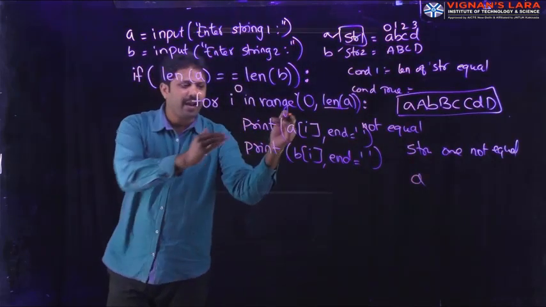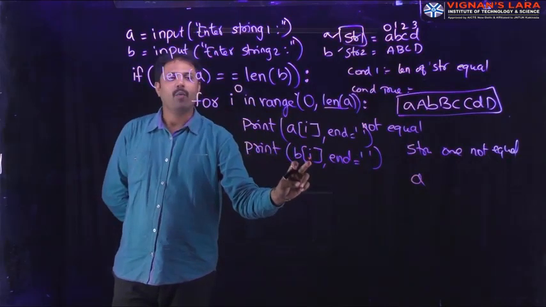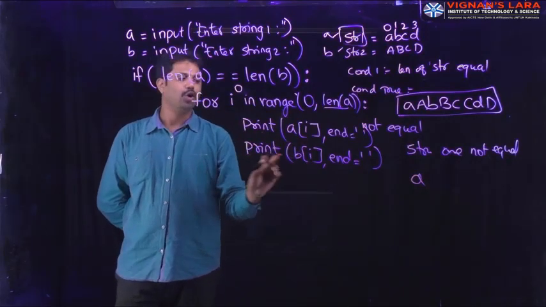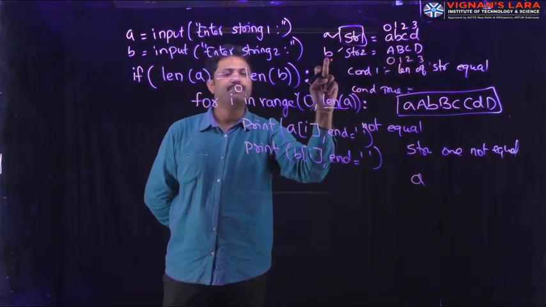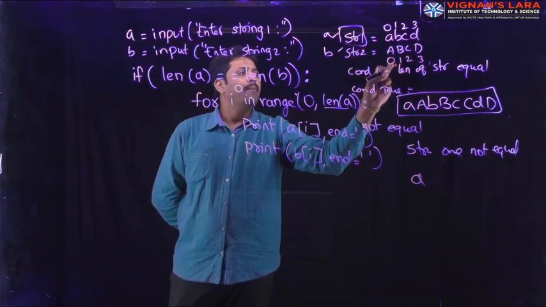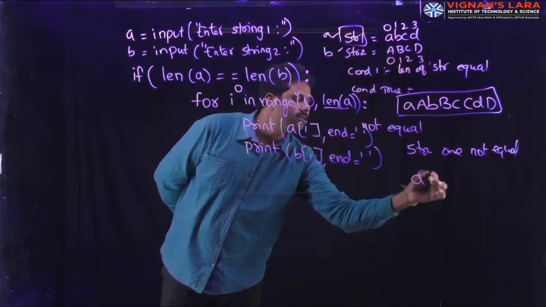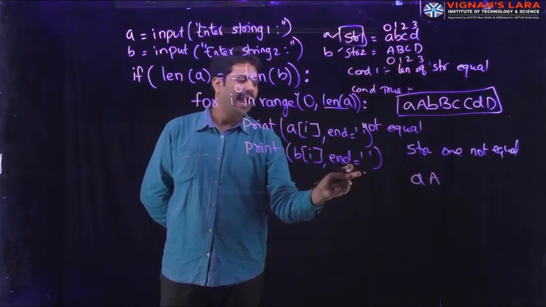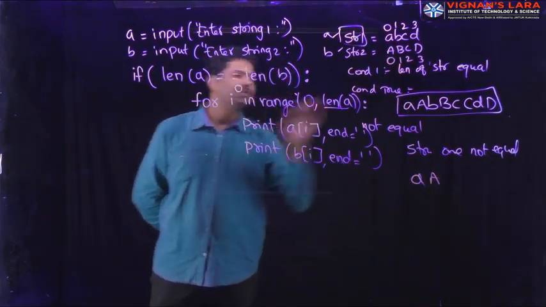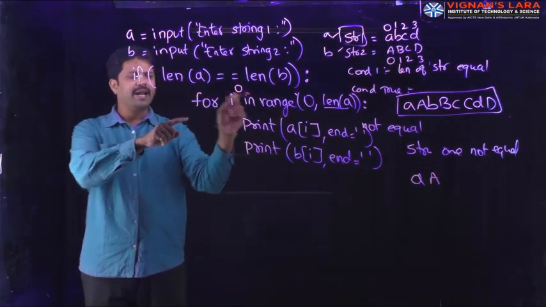Next, again, come to the next statement. I am printing B of i. What is i again? Again i is 0. B of i means here this is B, and B of 0 is capital A. It prints A. Because of this end, it stays on the same line. Next, the for loop iterates.